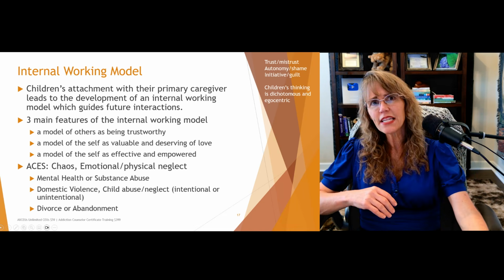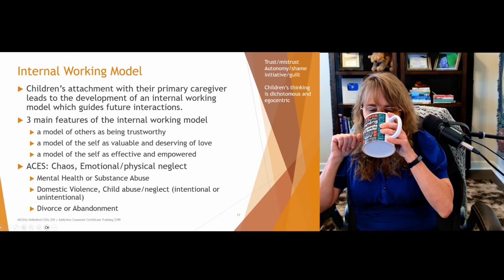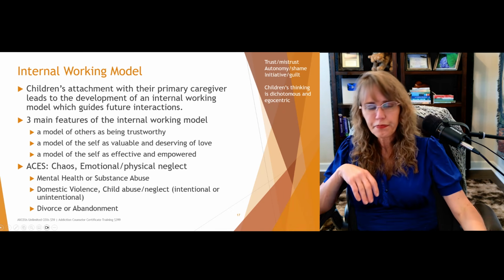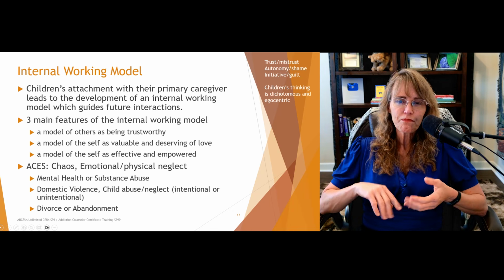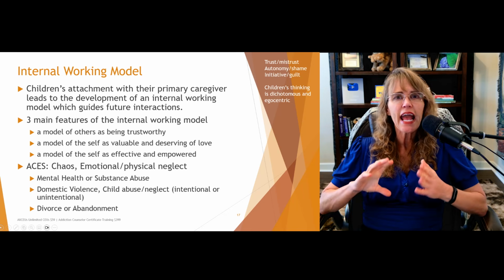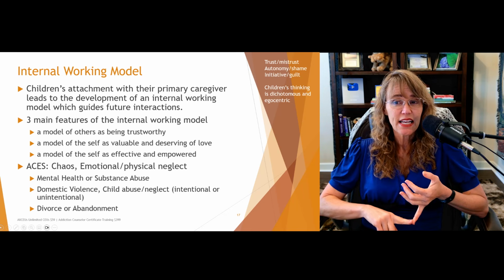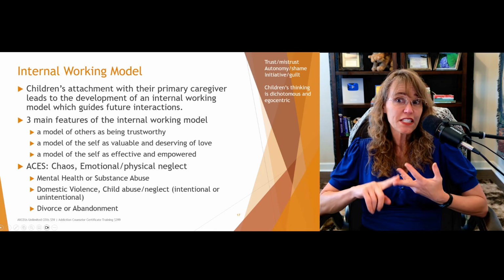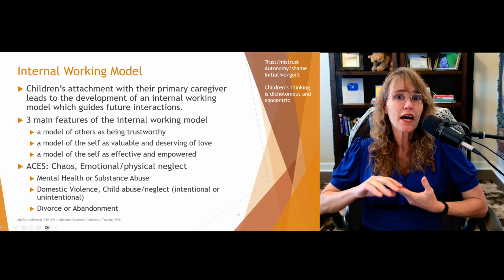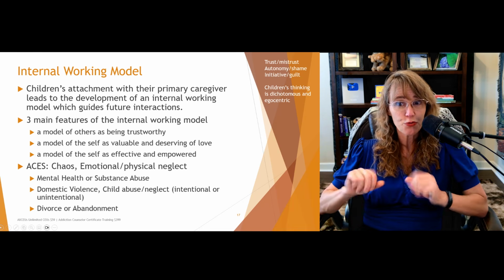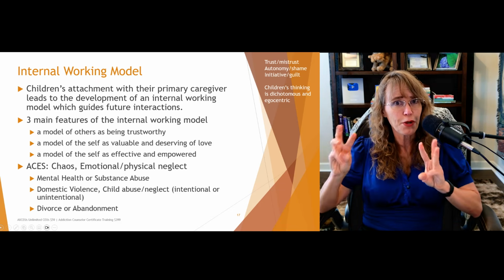Now, when children are exposed to adverse childhood experiences, we colloquially call these ACEs now, adverse childhood experiences. It creates an environment where there is chaos and emotional and physical neglect most of the time, if not also abuse. So let's look at those really quick. And there were, I believe, 9 of them, but I've distilled them down into 3 big groups.